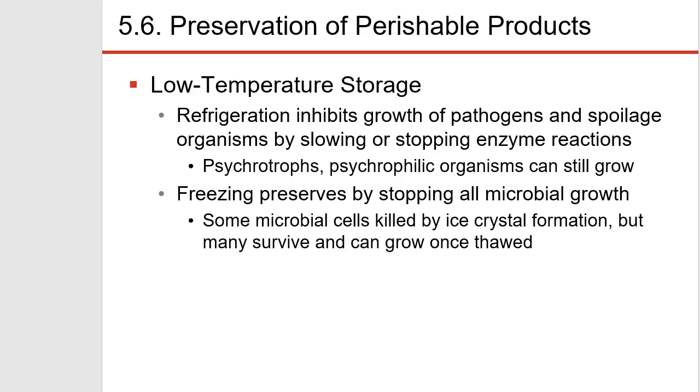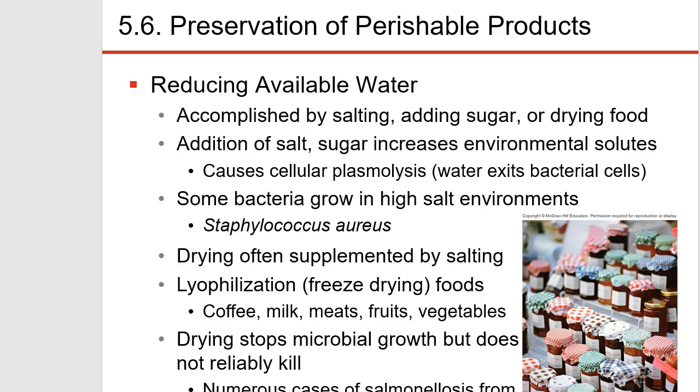Low temperature storage: what we found is when we put stuff in the refrigerator, it will slow down the growth of microbes. It does not mean it will never grow, but it will definitely slow it down. We can also reduce available water by doing things like salting. Some of us love country ham because it's so salty. That salt was there to preserve the meat so that no microbes would enjoy it. But of course, there are some that still love salty environments. Adding sugar or drying food.